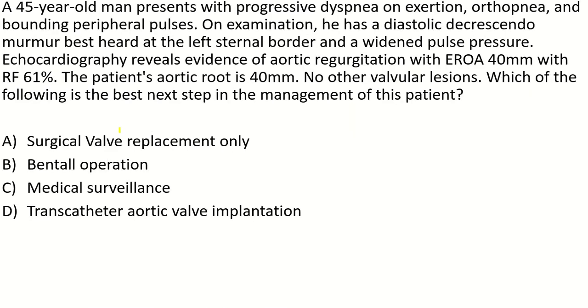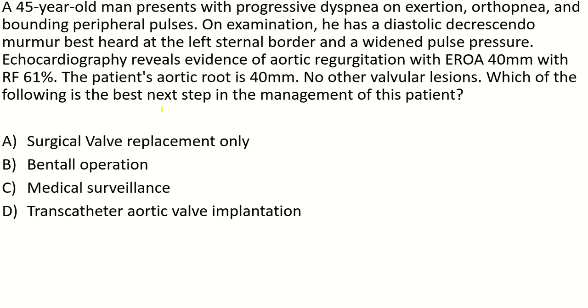Okay, so the second question. We have a 45-year-old man who has presented to our care with progressive dyspnea and exertion, orthopnea, and bounding peripheral pulse, a really key sign of aortic regurgitation, specifically severe chronic aortic regurgitation. On examination, he has a diastolic decrescendo murmur best heard here at the left sternal border, an additional sign of severe aortic regurgitation.